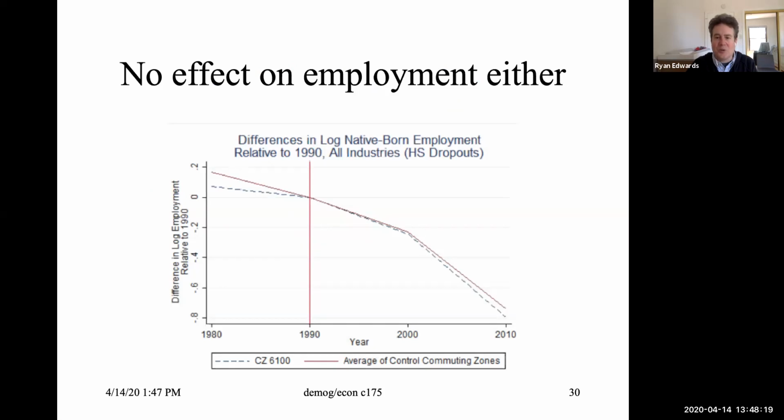Here we see a more precipitous decline in employment, a slightly bigger increase, I guess, in CZ 6100, but really not much there at all, just a big downward trend. The thing about this, this reveals no particular obvious treatment effect associated with immigration.